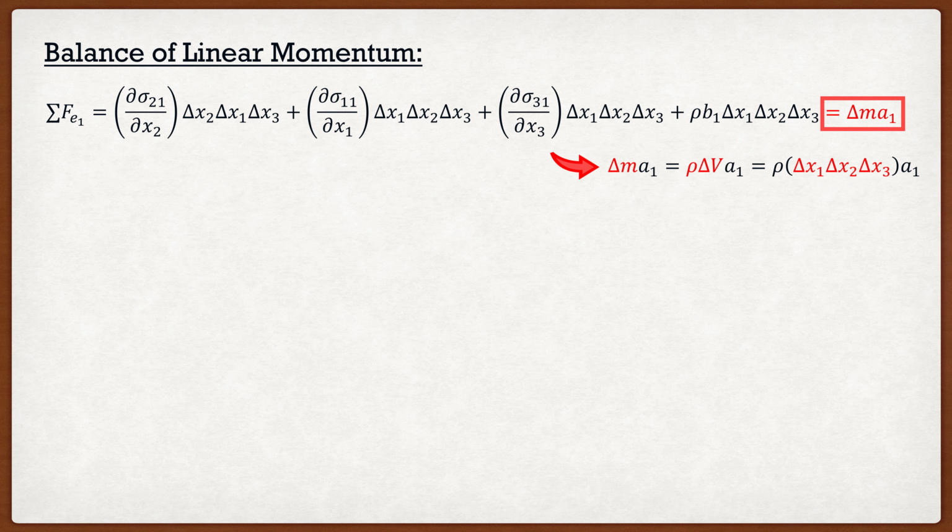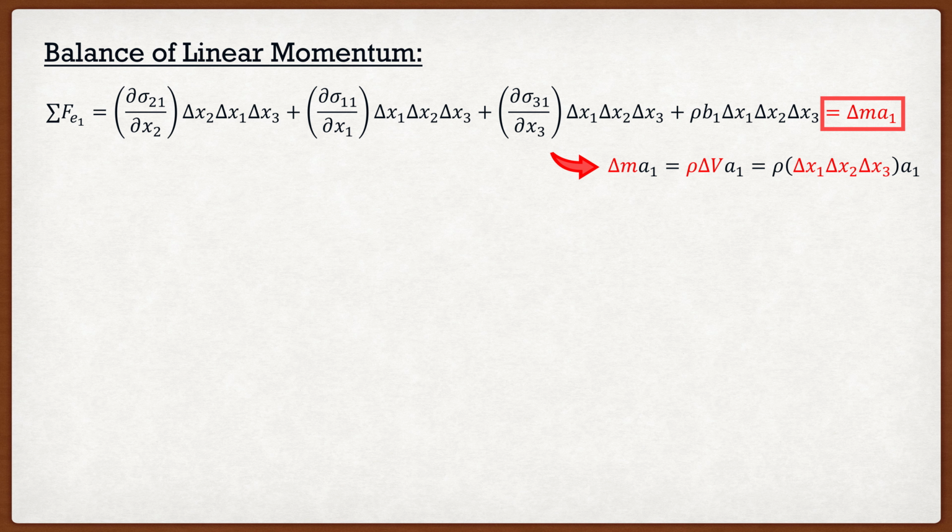And the first thing that's very obvious to see is that delta x1, delta x2, delta x3, or the volume of that cube, appears in every single term. So we can simply divide both sides by that volume, and we simplify our equation into the following, where the change in sigma 1,1 with respect to x1, plus the change in sigma 2,1 with respect to x2, plus the change in sigma 3,1 with respect to x3, plus rho b1 is equal to rho a1. All right, so this is kind of what we end up with, and this is very important.